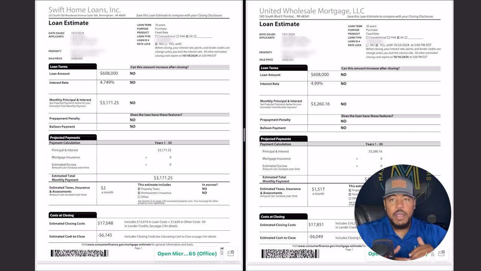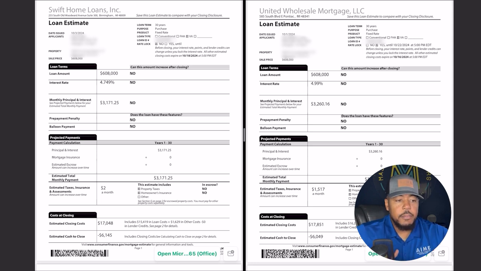So I'll start with the top. Now we blurred out the client's individual information. The loan estimate on the right is the loan estimate that I provided the client. I was brokering this loan through United Wholesale Mortgage. The loan estimate they received on the left was a loan estimate that they received from another lender. And so I'm going to teach you how to compare these two things.